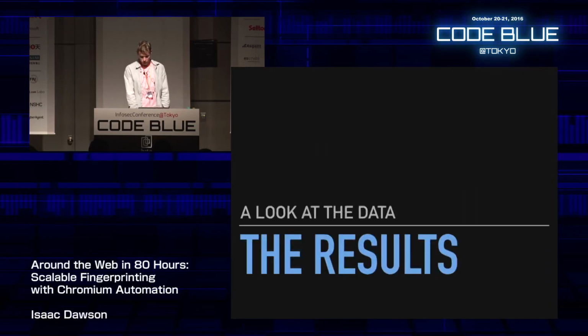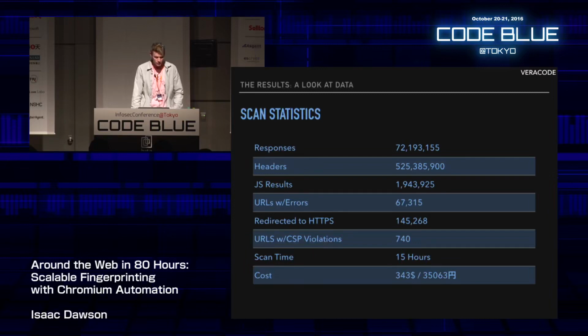Right, so let's move into some of the results. First, I want to look at the scan statistics. I had a total of about 72 million responses, 525 million headers to review, and this is after filtering common headers like connection, date. Before I wasn't filtering that, and I had about 802 million rows, so I immediately removed 300 million rows just by filtering out certain headers.